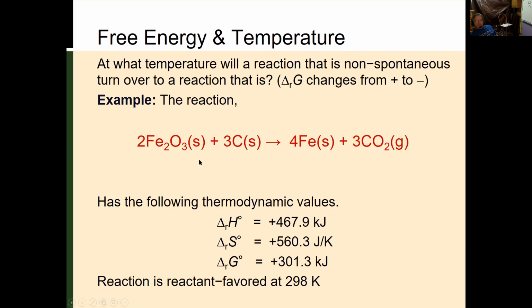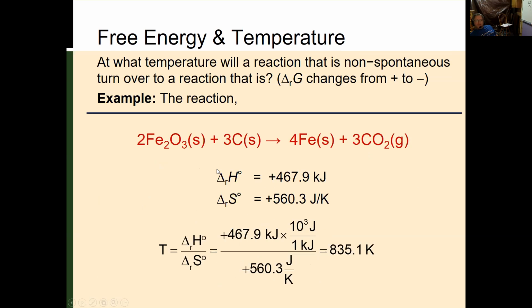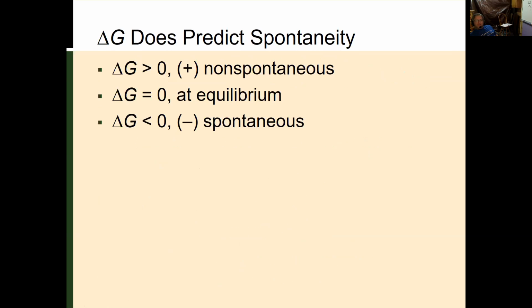Here is an example. I'm just going to go ahead and go through this. You can look through this on your own. And we see that the temperature at which that changes is approximately the melting point of iron. Delta G does predict spontaneity, and you can see the summary of that here.